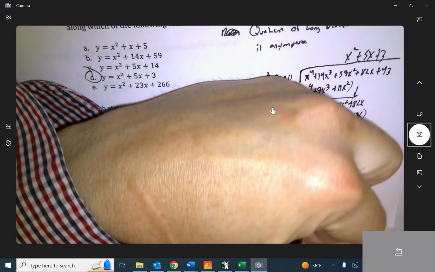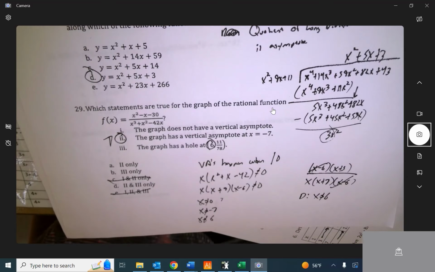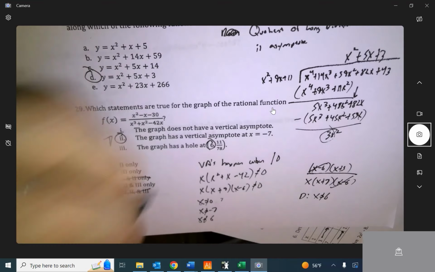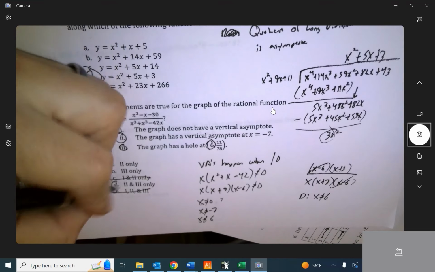But you guys know domain. You know domain. X cannot be 6. The simplified function doesn't have that, but the original function did. So also true. It's 2 and 3 only. Good little problem.